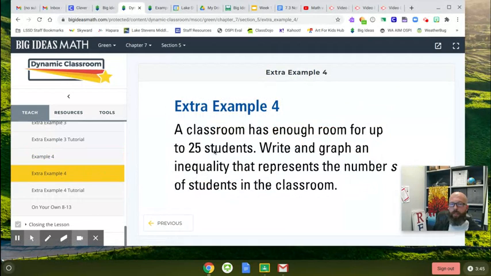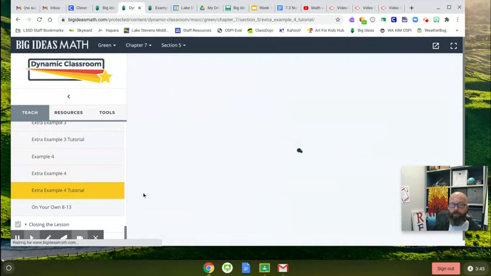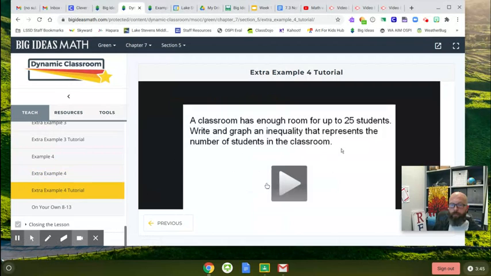Let's take a look at this one. A classroom has enough room for up to 25 students. Write and graph an inequality that represents the number S of students in the classroom. Up to 25 students. So could it have 25? Could it have 24? Could it have 26? Well, let's find out. Write and graph an inequality that represents the number of students in the classroom.